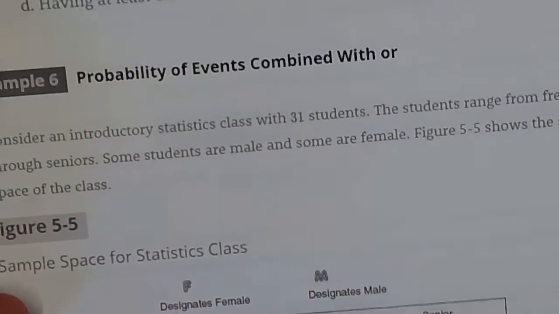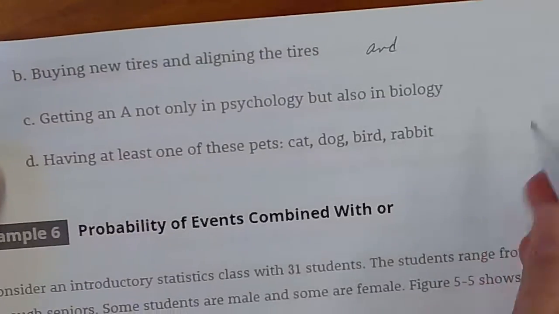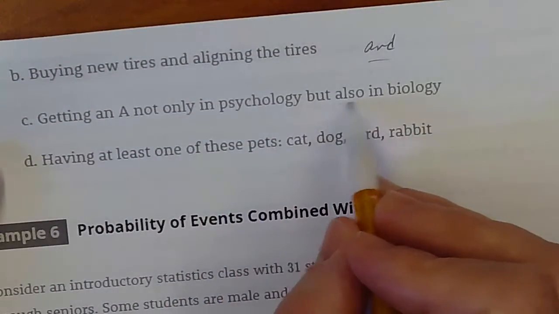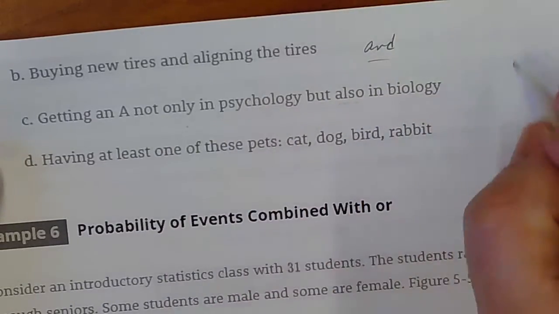All right, next one, buying new tires and aligning the tires. So we'd use the word and. Getting an A not only in psychology, but also, the word also is going to mean and, right? It's got to be both.